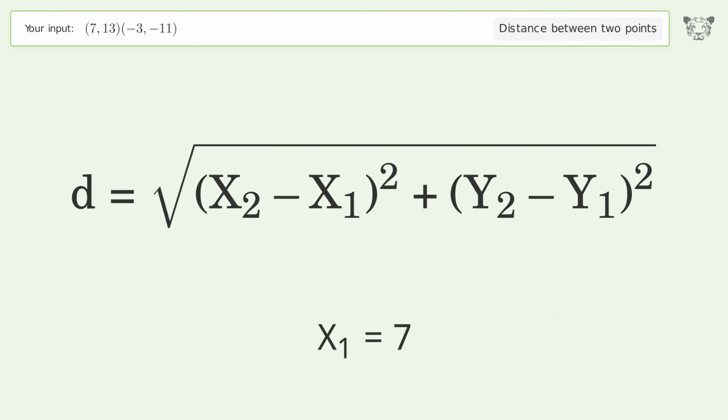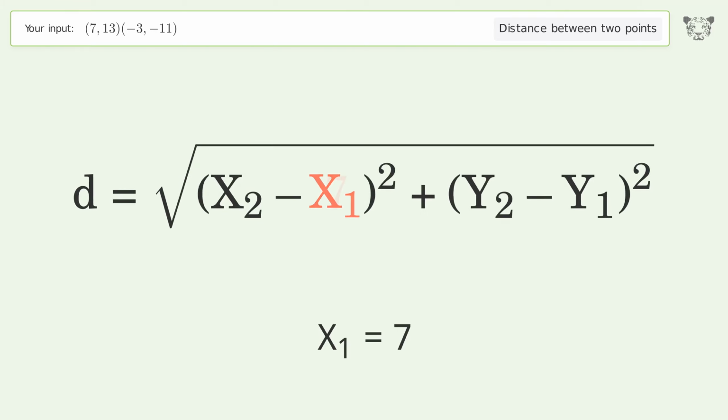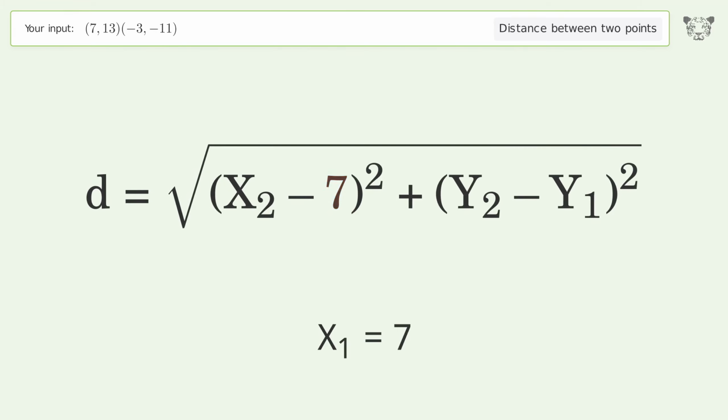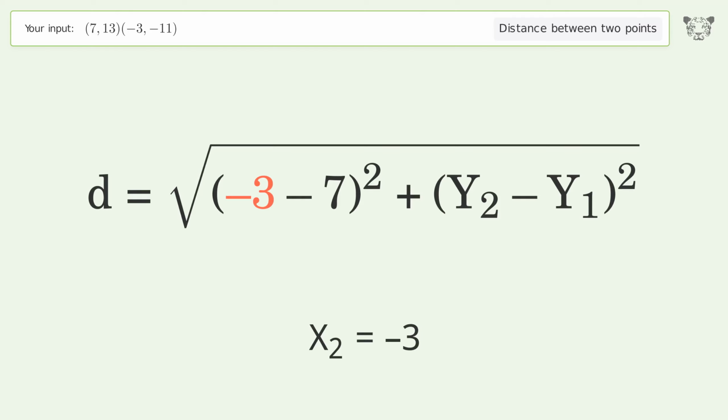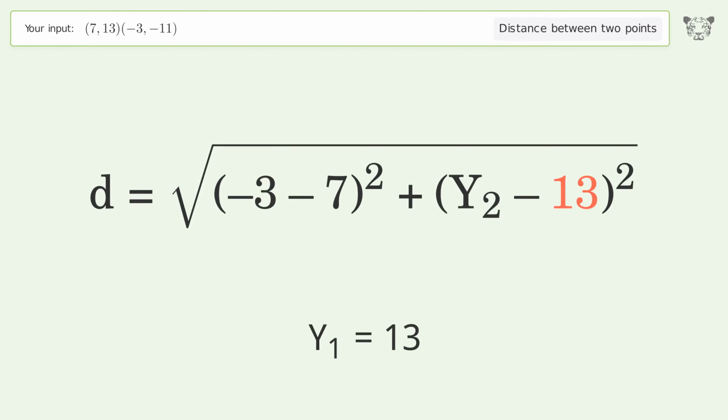x1 equals 7. x2 equals -3. y1 equals 13. y2 equals -11.